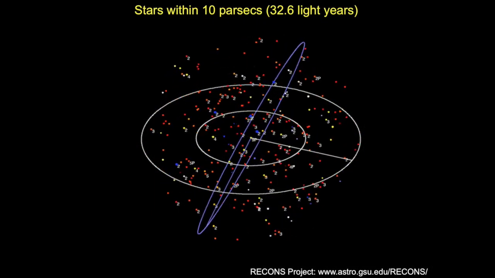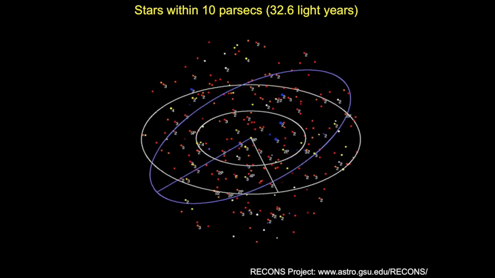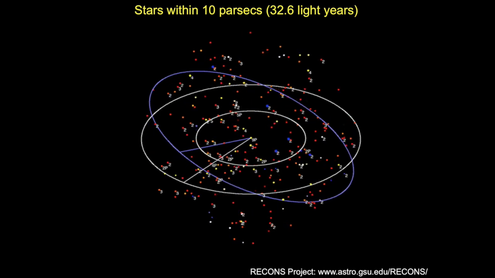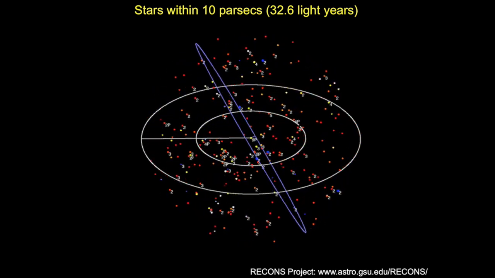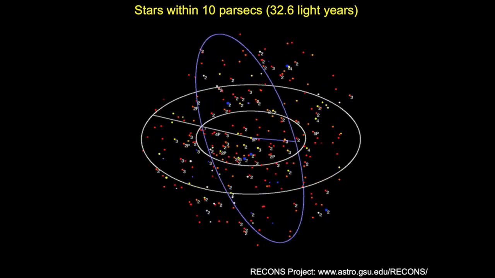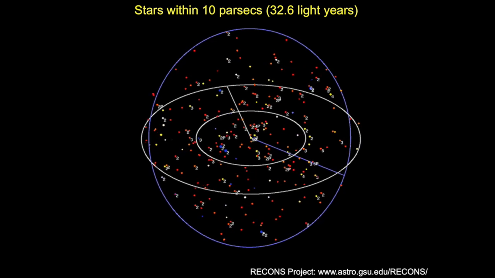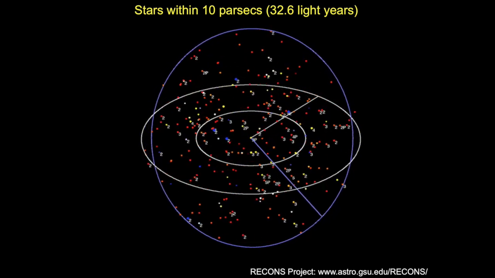This is a map made by the RECONS project at Georgia State University, showing, at least to date, all of the stars known to be within 10 parsecs of the Sun, approximately within 32.6 light years. If you look carefully at this diagram, you'll notice that all of these stars are red. That's because most of the stars around us are dim little red dwarfs.